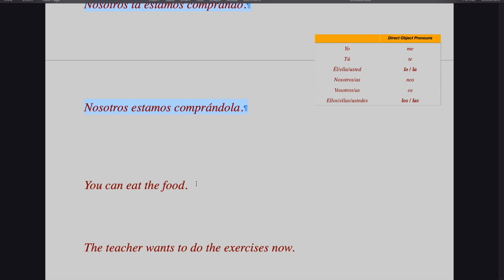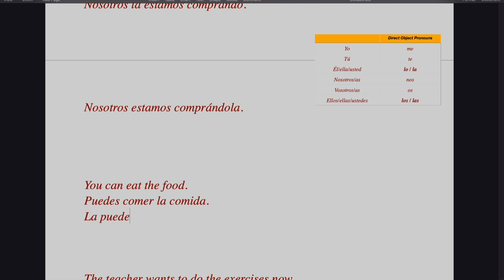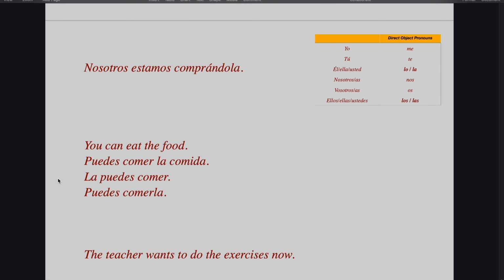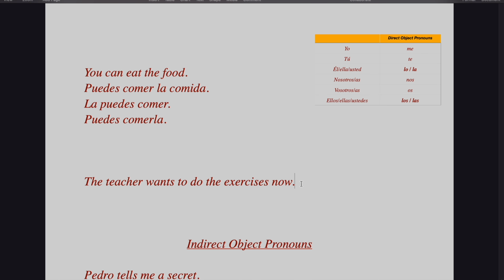Next, you can eat the food. Puedes comer la comida, right? La puedes comer, because it's la comida. La puedes comer, or simply puedes comerla. As we have an infinitive in the verb, we can attach the object pronoun to the infinitive without any space. So puedes comerla.